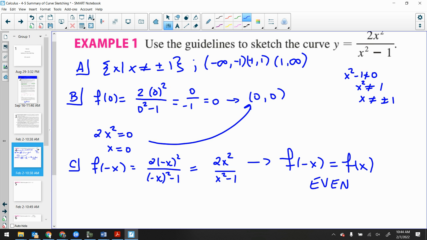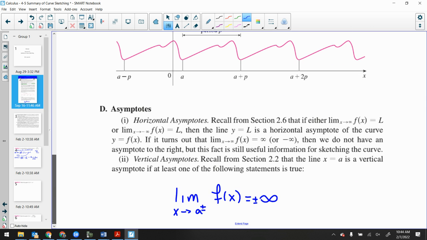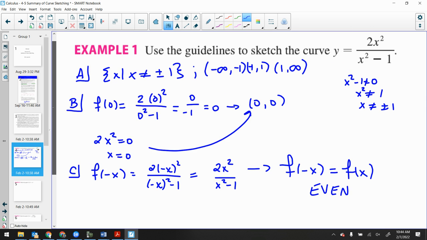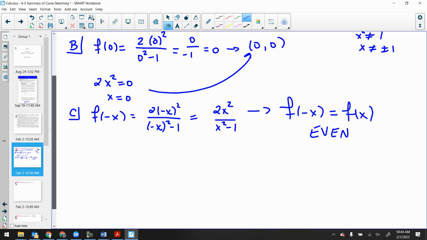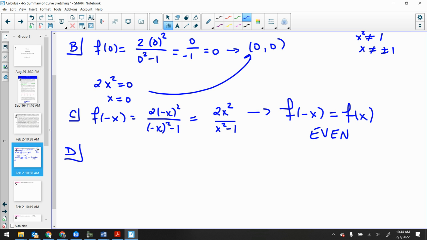Part D says find any asymptotes. Are asymptotes going to come into play here? Yes, big time, because this is a rational function. So let's take a look at our asymptotes. Let's do horizontal asymptotes first. The original, I'm just going to rewrite it: 2x squared over x squared minus 1. That was our function here.